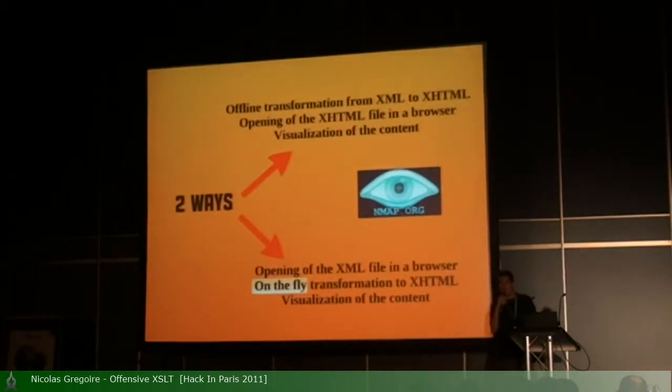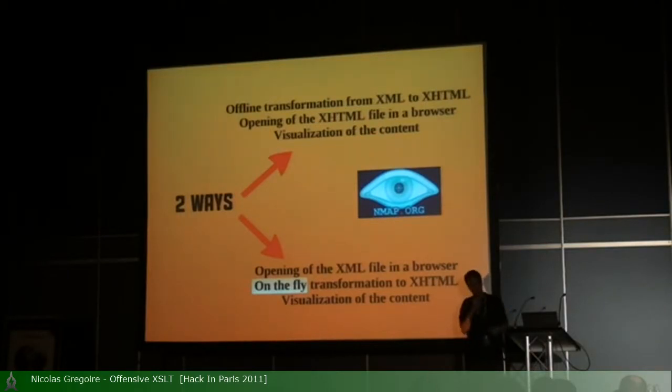Nmap, everybody knows Nmap. You have output in XML format. And you have two ways to render this data in HTML. The first one, you do an offline transformation from XML to HTML. Then you open the HTML file in your browser, and you can visualize the result. Okay, that's the same thing as the previous example.